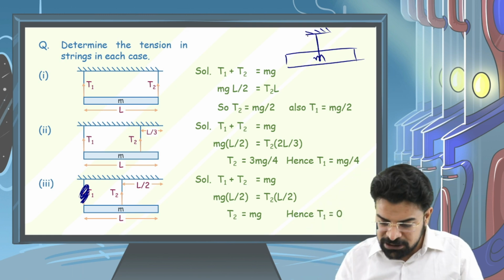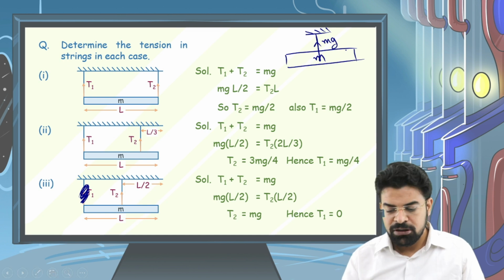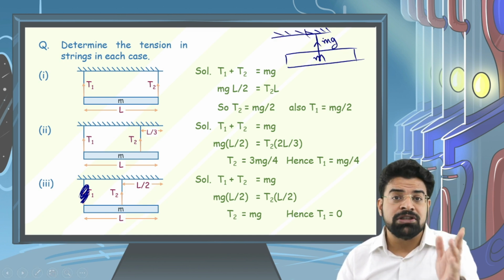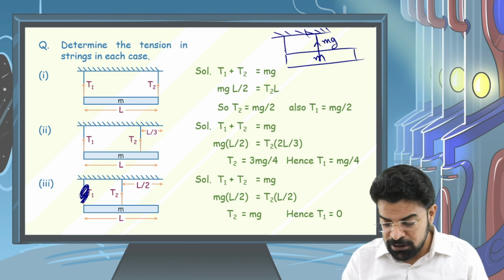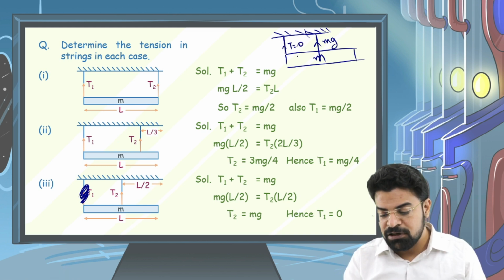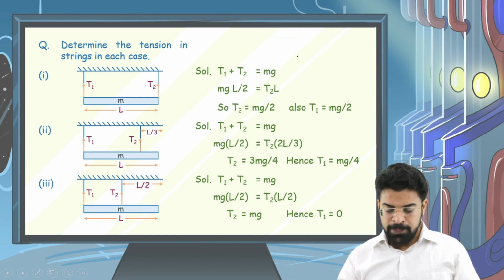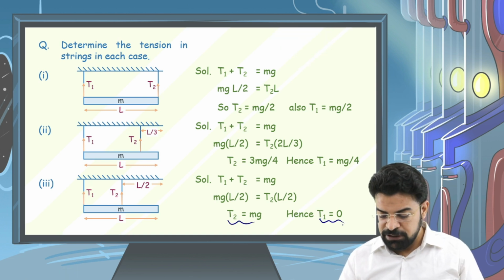So this tension only supports the entire weight. So sir, why have you placed another string? I didn't place it. These types of questions come in papers. The other string is here just for time pass. In that one, the tension will be 0. Okay. So T2 equals mg, T1 equals 0.